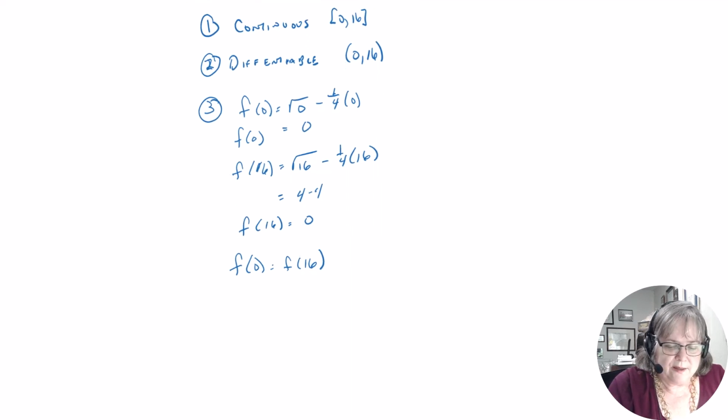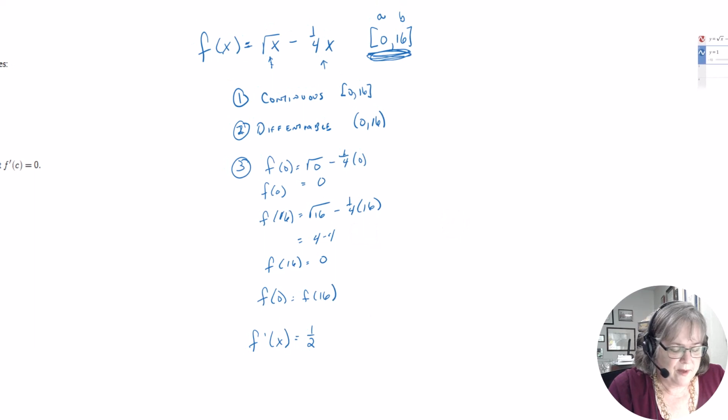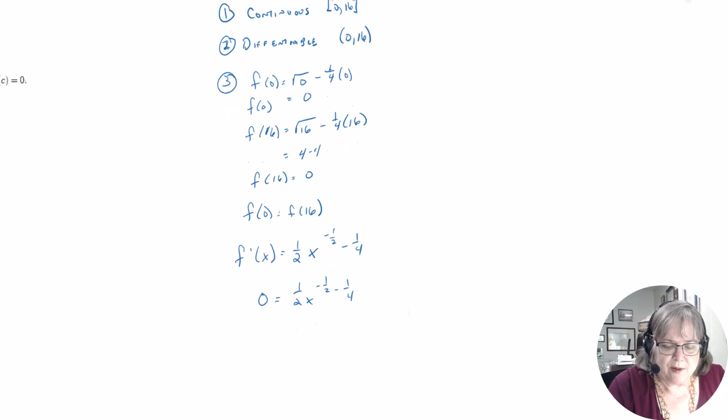So we can say that somewhere, so those are my 3 cases that I have to verify, right? So then I can get busy and say there must be some place when I take the derivative of the original function. So we're taking the derivative of the square root of x minus 1/4 x. It's 1/2 x to the minus 1/2 minus 1/4. So this is supposed to be equal to 0. According to Rolle's theorem, I should be able to find a place where the slope is 0.